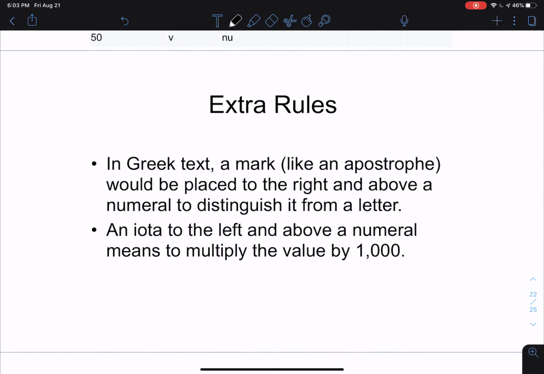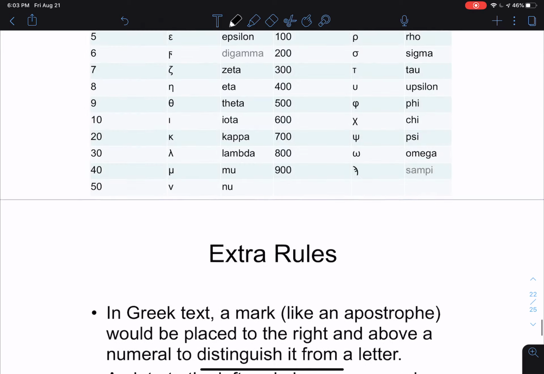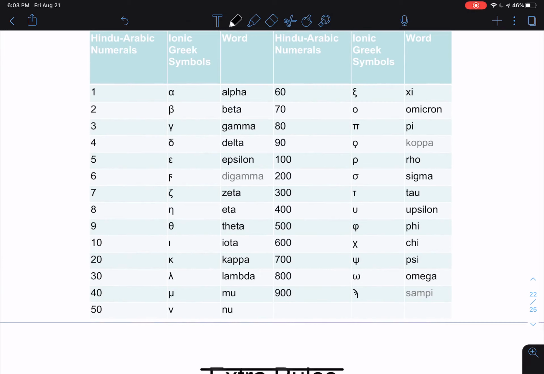If you're reading a Greek text and you saw numbers like this, and you saw a little mark that looks like an apostrophe to the right and above a numeral, that helped distinguish it from a letter. So then you knew it was sigma in that case. If it had the little apostrophe, you knew it was a number versus sigma, the letter.